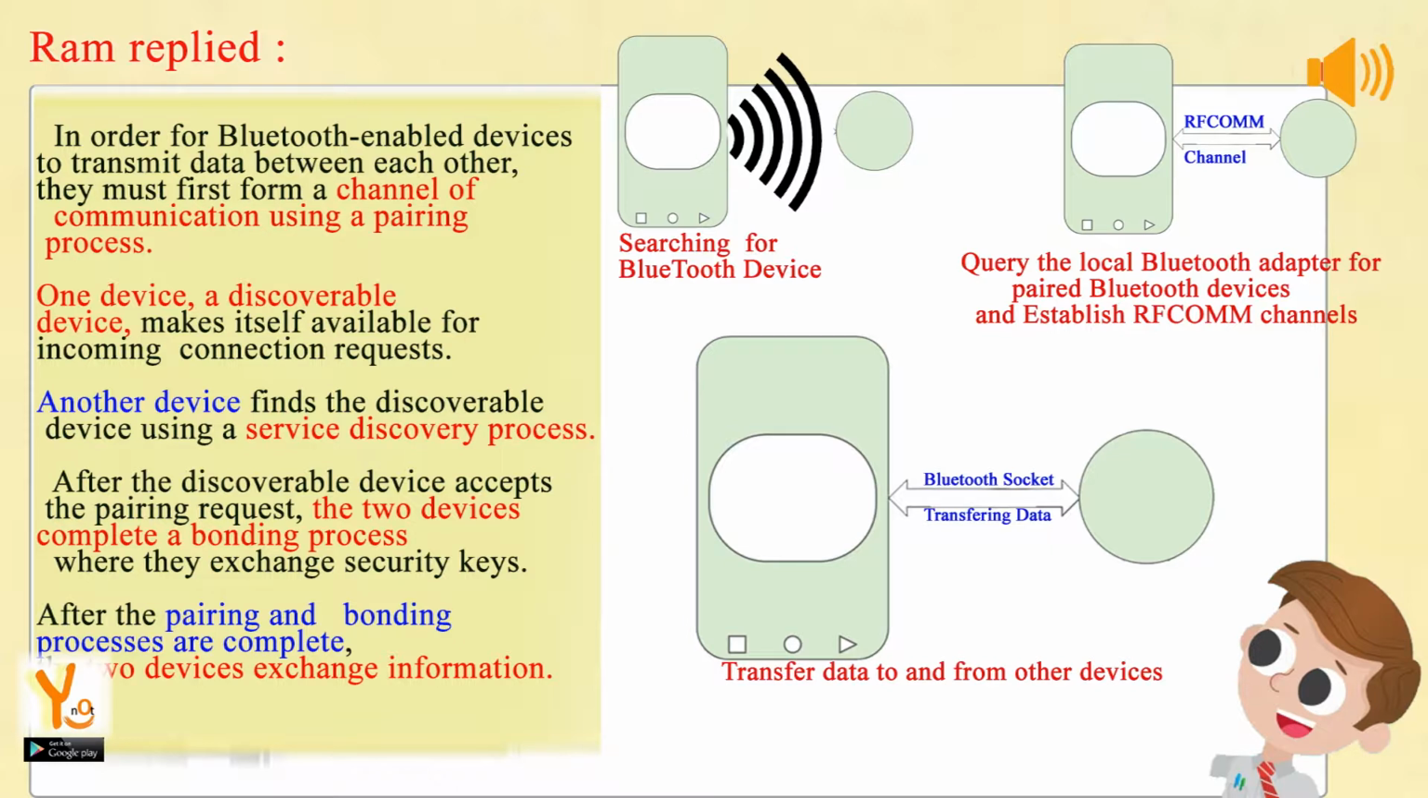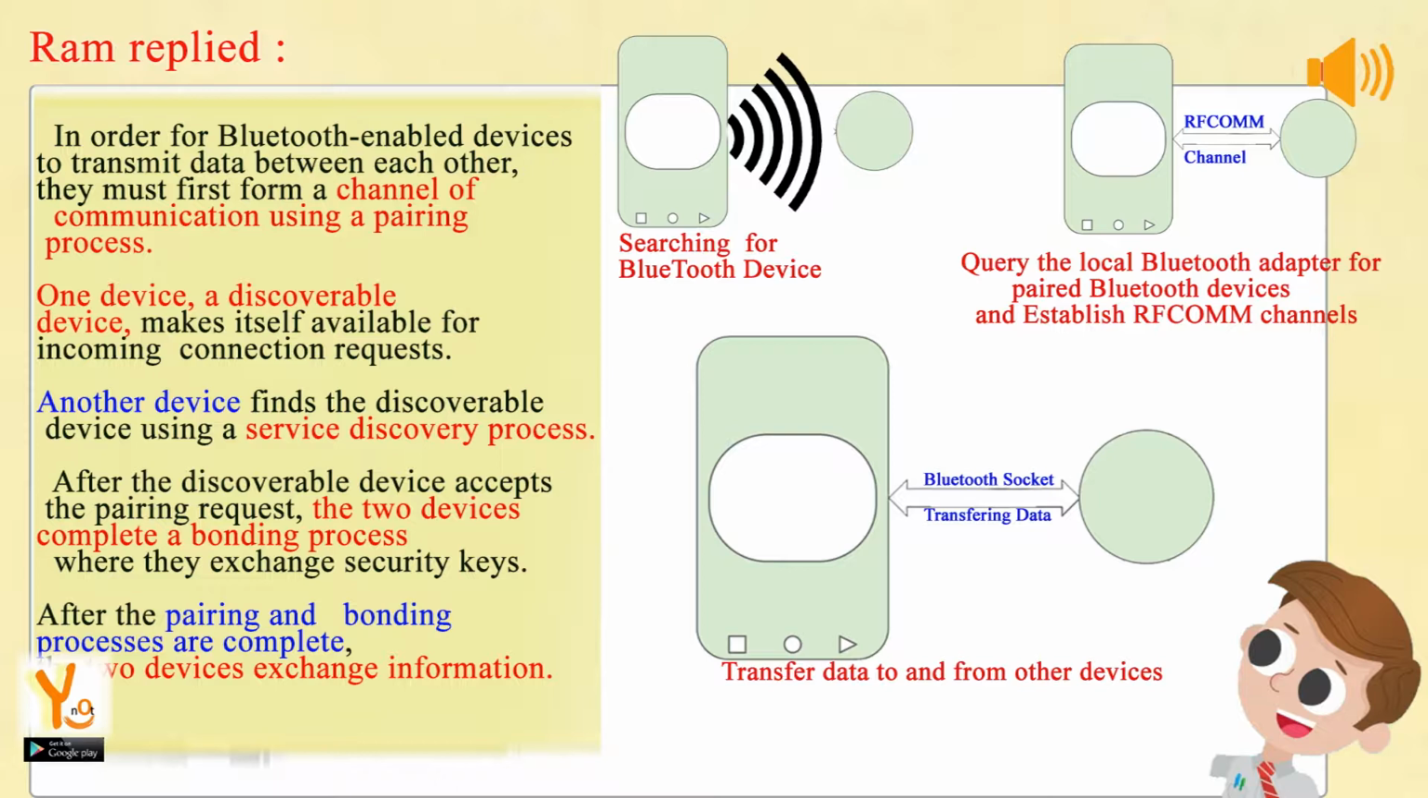In order for Bluetooth-enabled devices to transmit data between each other, they must first form a channel of communication using a pairing process. One device, a discoverable device, makes itself available for incoming connection requests. Another device finds the discoverable device using a service discovery process.